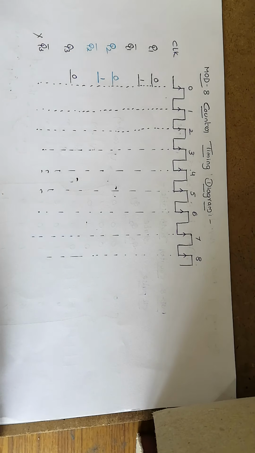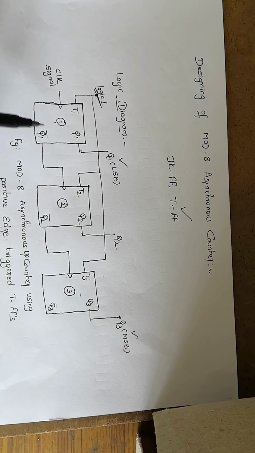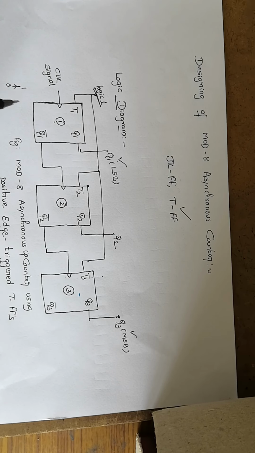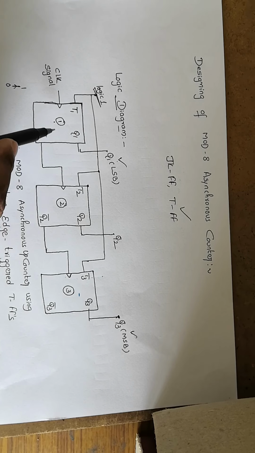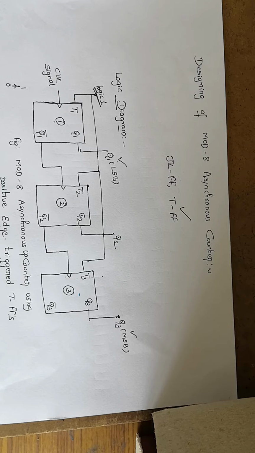In this logic diagram, all flip-flops are operated using positive edge trigger. That means when the clock transition occurs, the 0 to 1 transition, only in that transition is the flip-flop in the enabled state. In that mode, the output responds to the input.